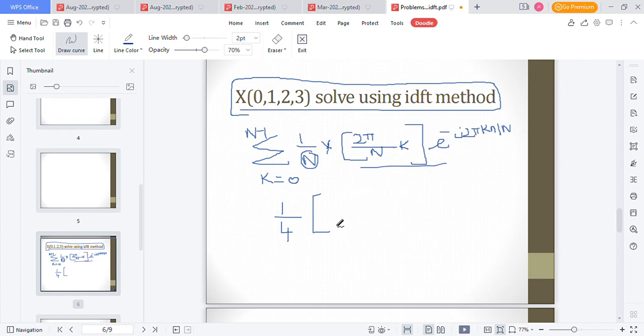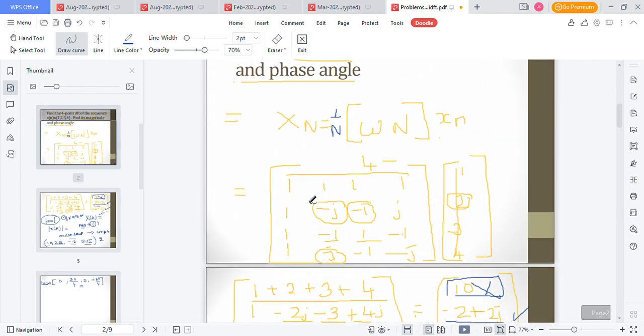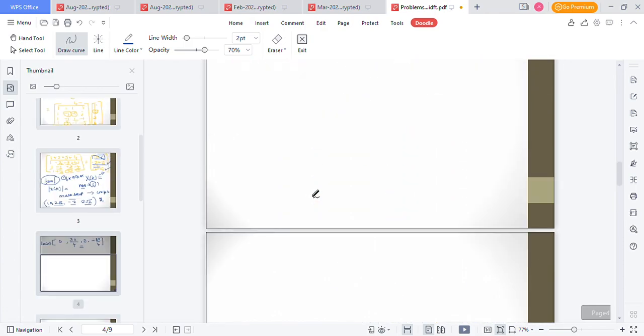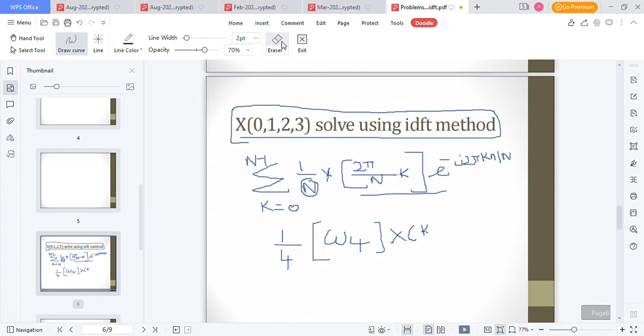This you need not consider. You have to write here omega n. What is your omega n? My formula now becomes omega power of 4 into x of k. So x of k is what you get, right? Or x of n, just a minute, I'll showcase to you. So it is x of n, students.